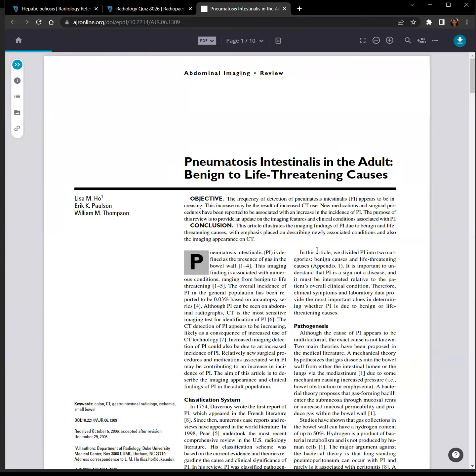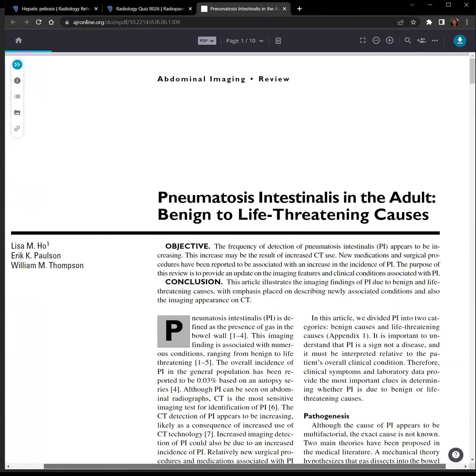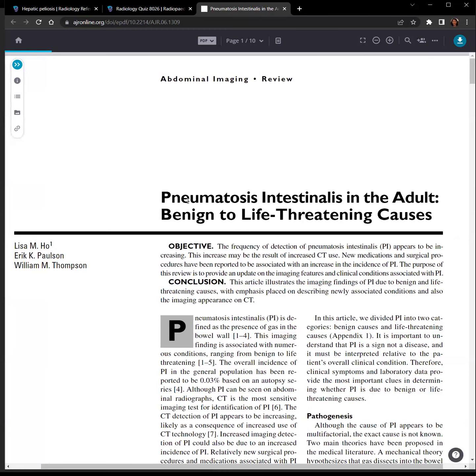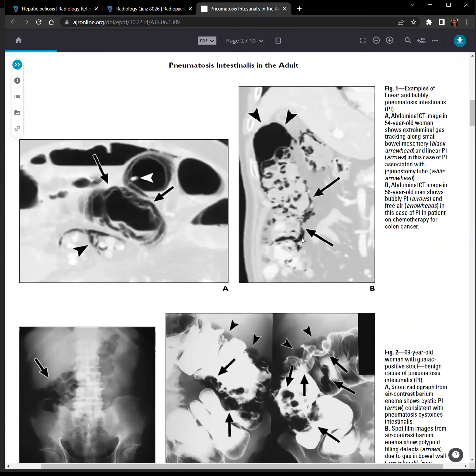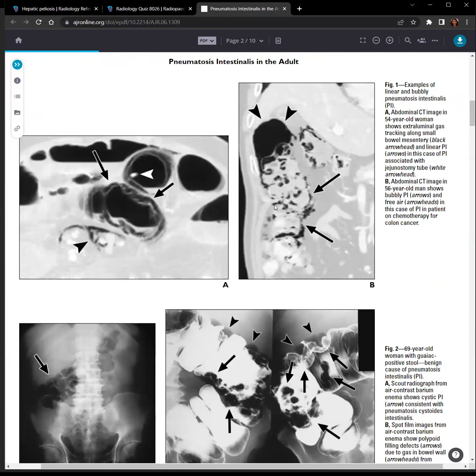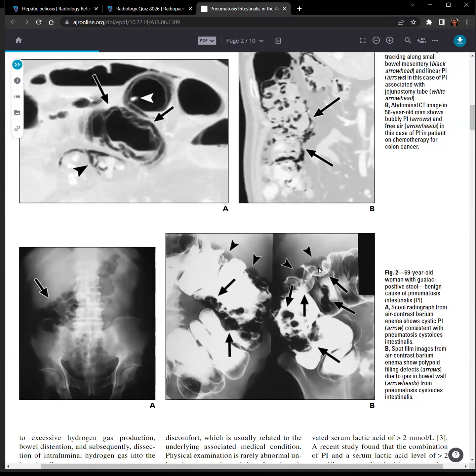Yeah. And so, I mean, words matter, right? Anyways, here is a paper from AJR describing this pneumatosis intestinalis as pneumatosis cystoides intestinalis. And you get these air bubbles within the wall. So here are some nice examples of that. And this patient has had these findings for multiple years.